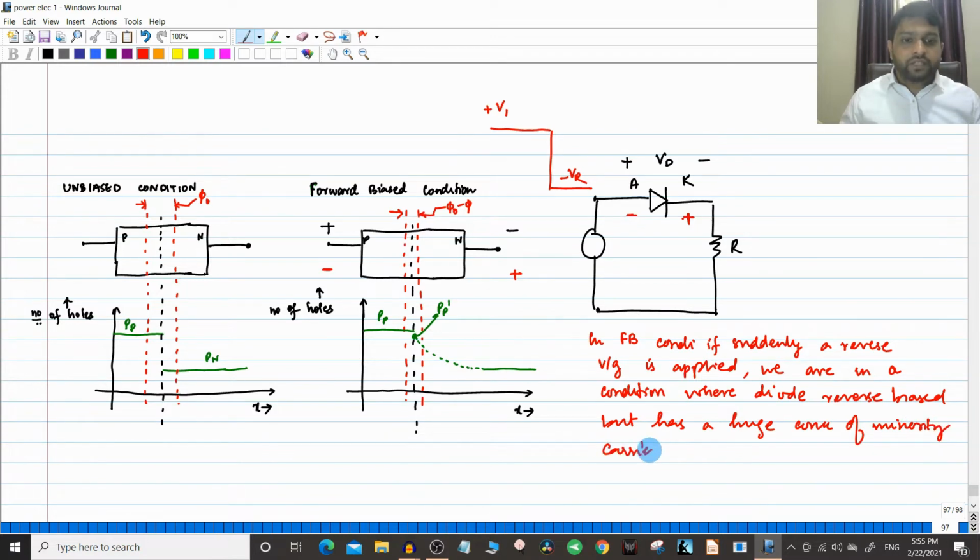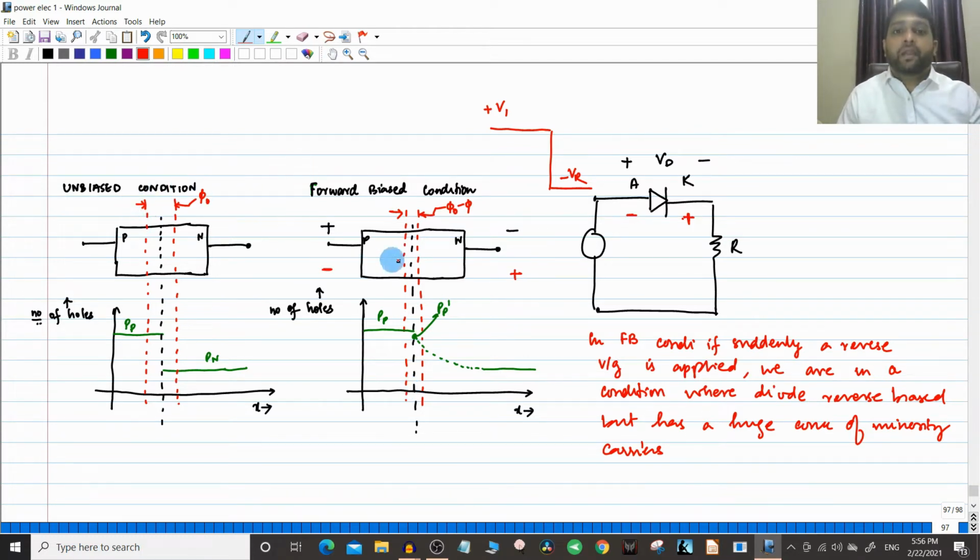Now, when I was teaching you the reverse bias condition, I told you the reverse saturation current depends upon the number of minority carriers which are available. Because the minority carriers available were very low, that current also was very less. But here you see there's a huge amount of minority carriers available. Therefore, the current which is going to flow in this condition in the reverse direction will be very, very high. So that concept I think you are very much clear. Reverse saturation current depends upon the amount of minority carriers.